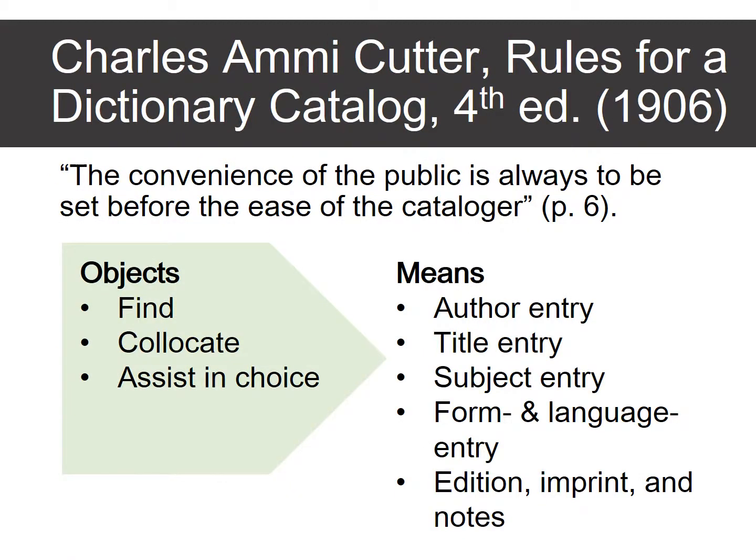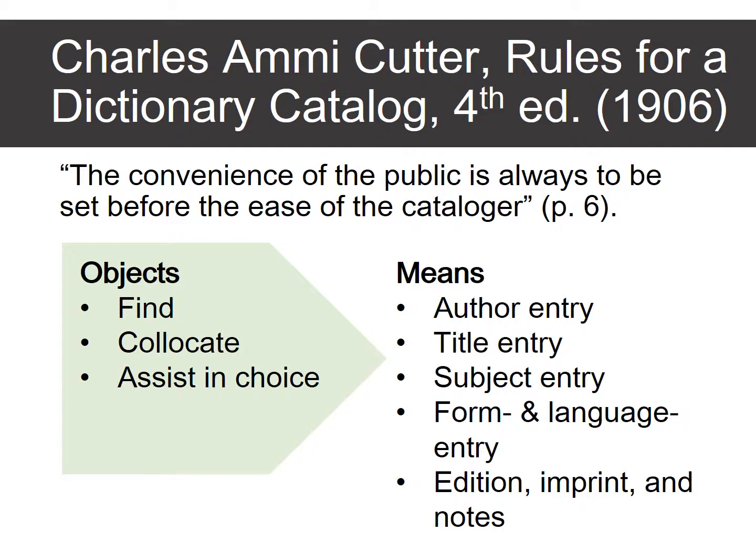Charles M. E. Cutter, librarian at Harvard, then later at the Boston Athenaeum, published his influential Rules for a Dictionary Catalog, 4th edition, in 1906. In his rules, Cutter acknowledges the work of previous catalogers, including Panizzi and Jewett, and builds on existing traditions by framing them as principles, and then articulating the rules and practices in a systematic way.